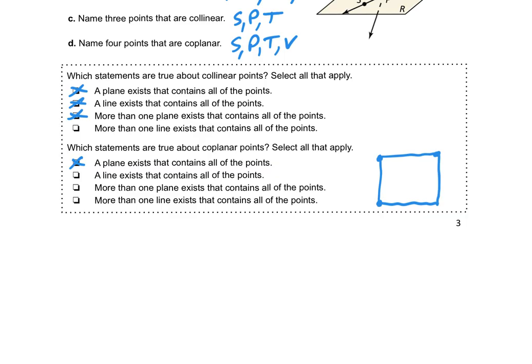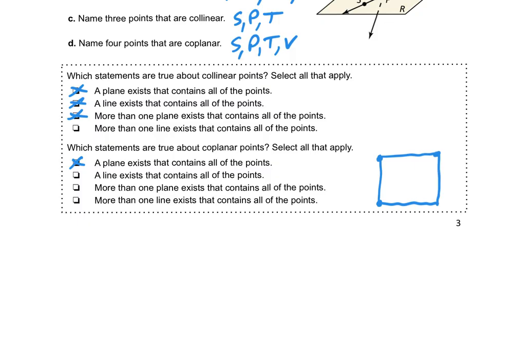Is there a line that exists that contains all of those points? Can I draw one continuous straight line that goes through these 3 points? No, doesn't work, right? Because I would have to change directions to get there, and we don't want to change directions. So it's one continuous line.